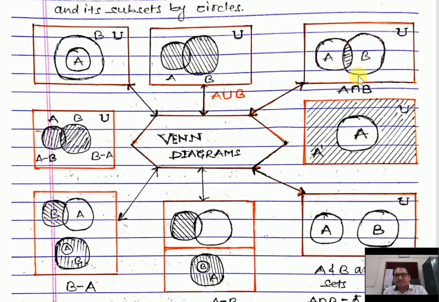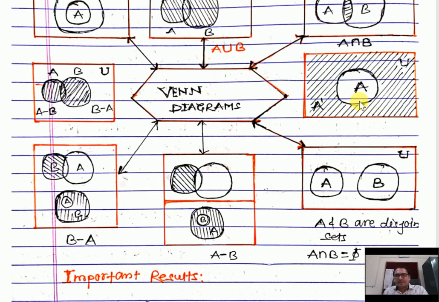Similarly now A intersection B means only common values in A and B. That set is called A intersection B. So A, this is the smaller one, bigger one B, which is the common value. Look at here, this part, the shaded part is the common. So that is called A intersection B.